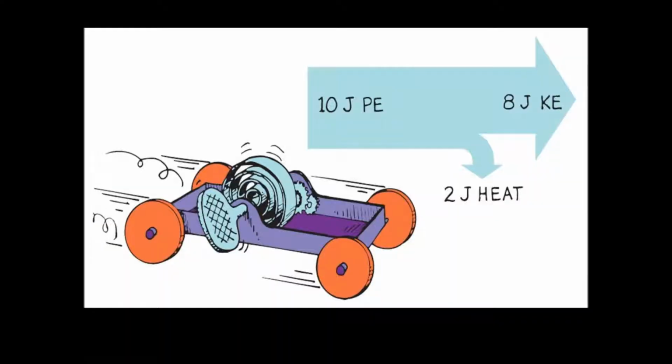Hello. Here I have an example where some heat is produced. I have 10 joules of potential energy built up in a spring. I release that 10 joules of potential energy, and it's converted to 8 joules of kinetic energy. Well, what happened to the other 2? Well, it was converted to heat. Remember, energy is neither created nor destroyed, but can be transformed. Here, potential energy is transformed to kinetic energy and heat.